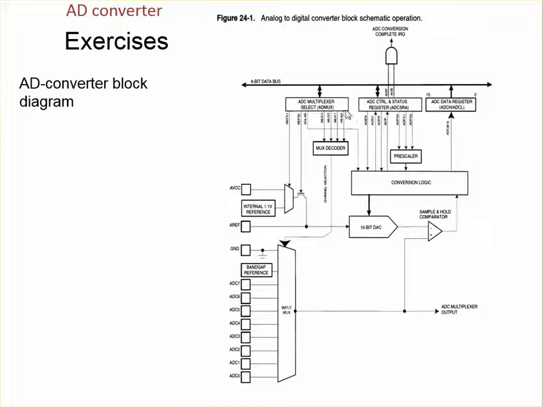And here are these registers that we could control. We could choose which kind of reference voltage we are using and which input channel we are using. And also we could generate an interrupt request for the processor when the conversion is ready.